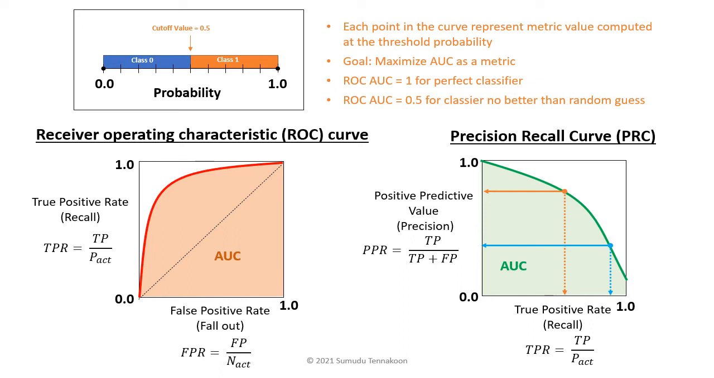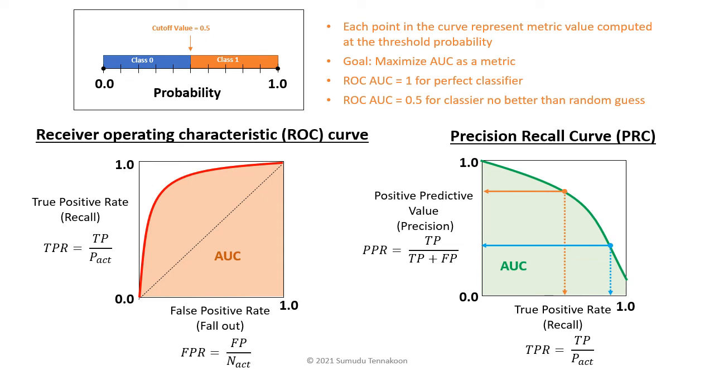So if the area under the curve in the receiver operating characteristic curve is half, which means your red curve is lying on the diagonal of this plot, it will not be a good model, right? It's no better than a random guess.